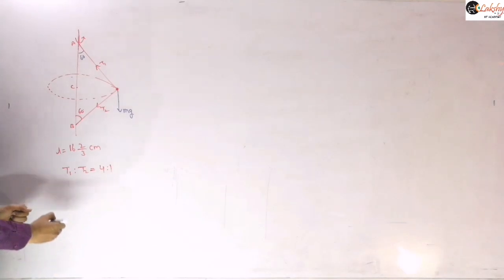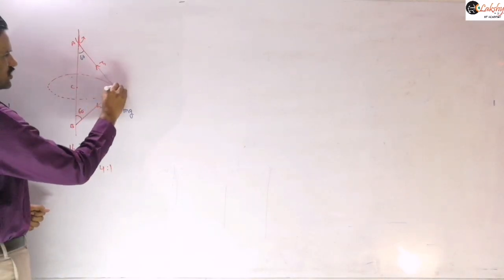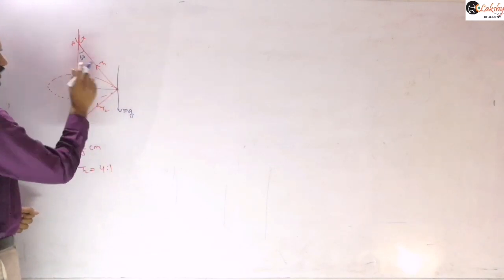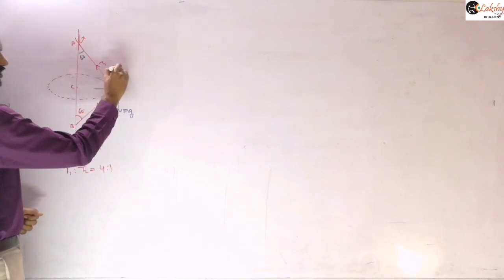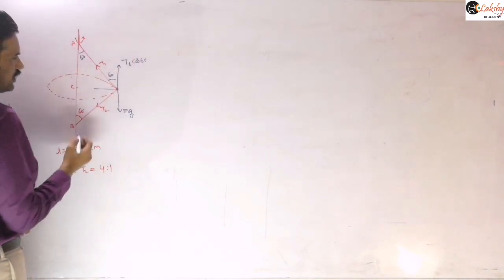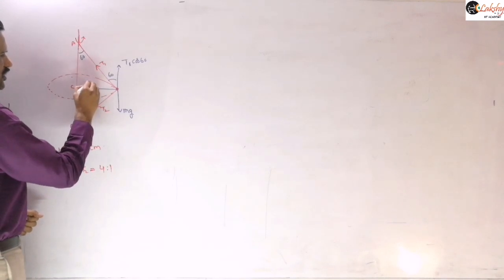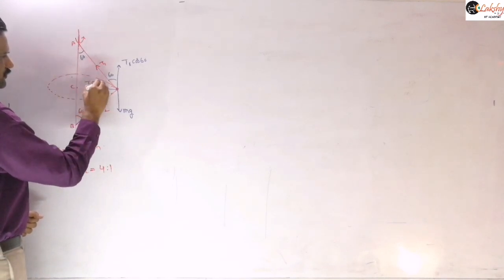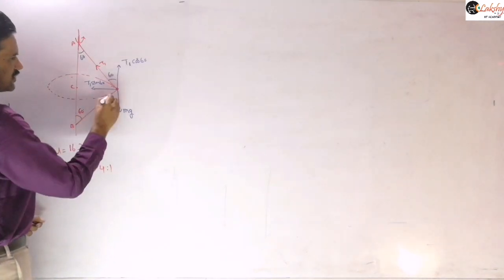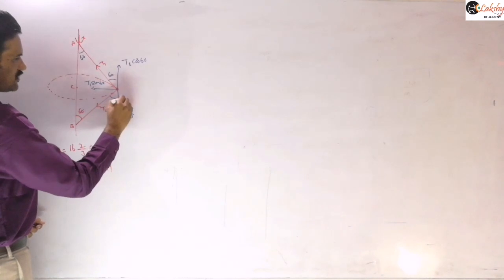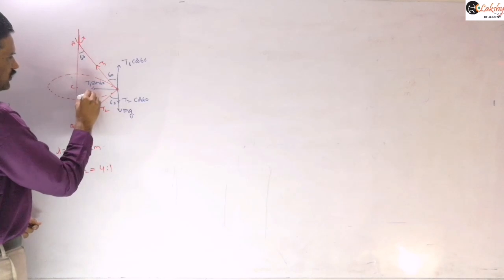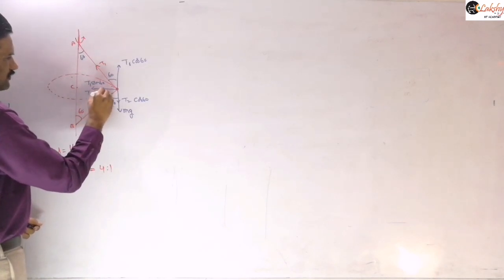Now I can resolve the tensions into components. This angle is 60 degrees, so this is T1 cos 60, and along this direction T1 sin 60. Similarly for T2, this angle is 60, so this is T2 cos 60 and along this direction T2 sin 60.